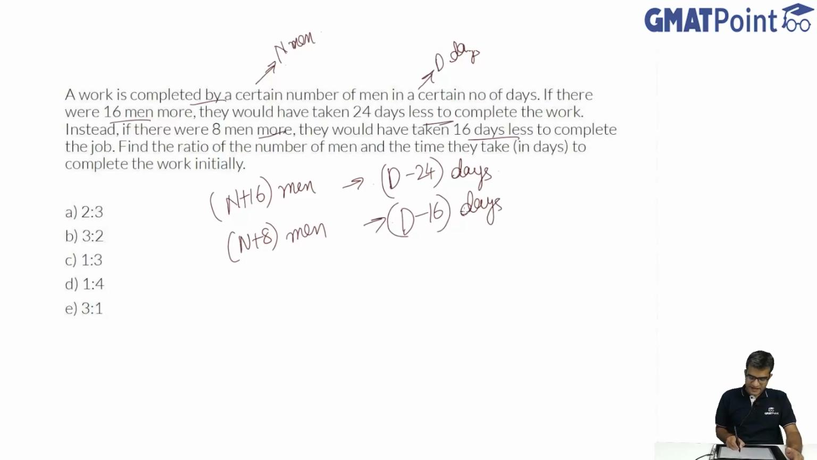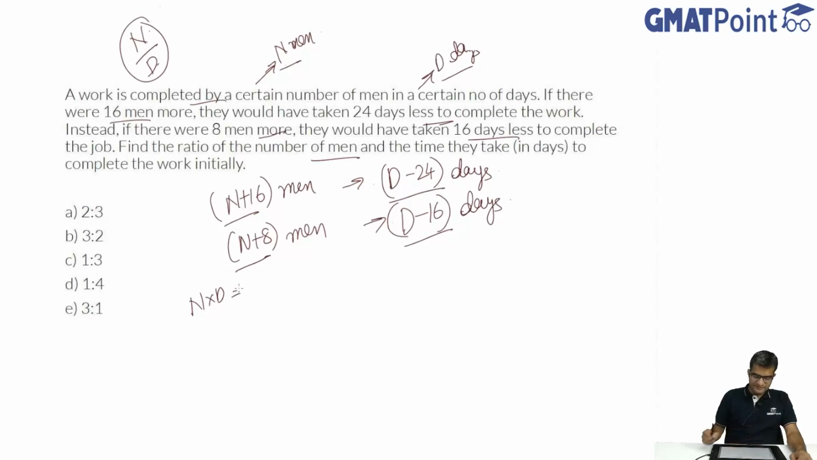We are asked to essentially calculate the ratio of the number of men and the time that they took to complete the work initially. So we are essentially asked to calculate the value of N divided by D. What we know is that because N men took D days to complete the work, and N plus 16 would take D minus 24 to complete the work, and N plus 8 take D minus 16 to complete the work, N into D, the product, will remain the same in all the cases. So N into D is equal to N plus 16 into D minus 24, which is equal to N plus 8 into D minus 16.